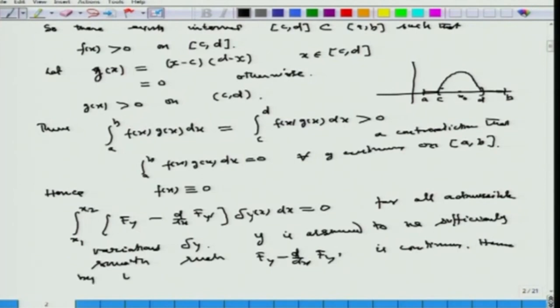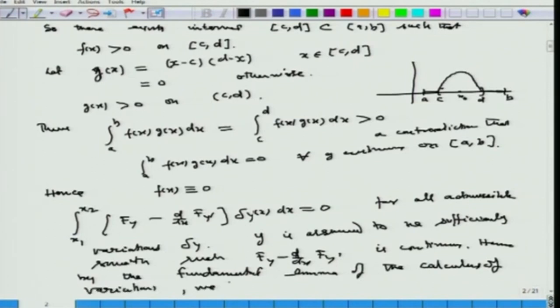Hence, by the fundamental lemma of the calculus of variations, we have f y minus d by d x of f y prime equal to 0, which is Euler's equation. So, it is known as Euler's equation.